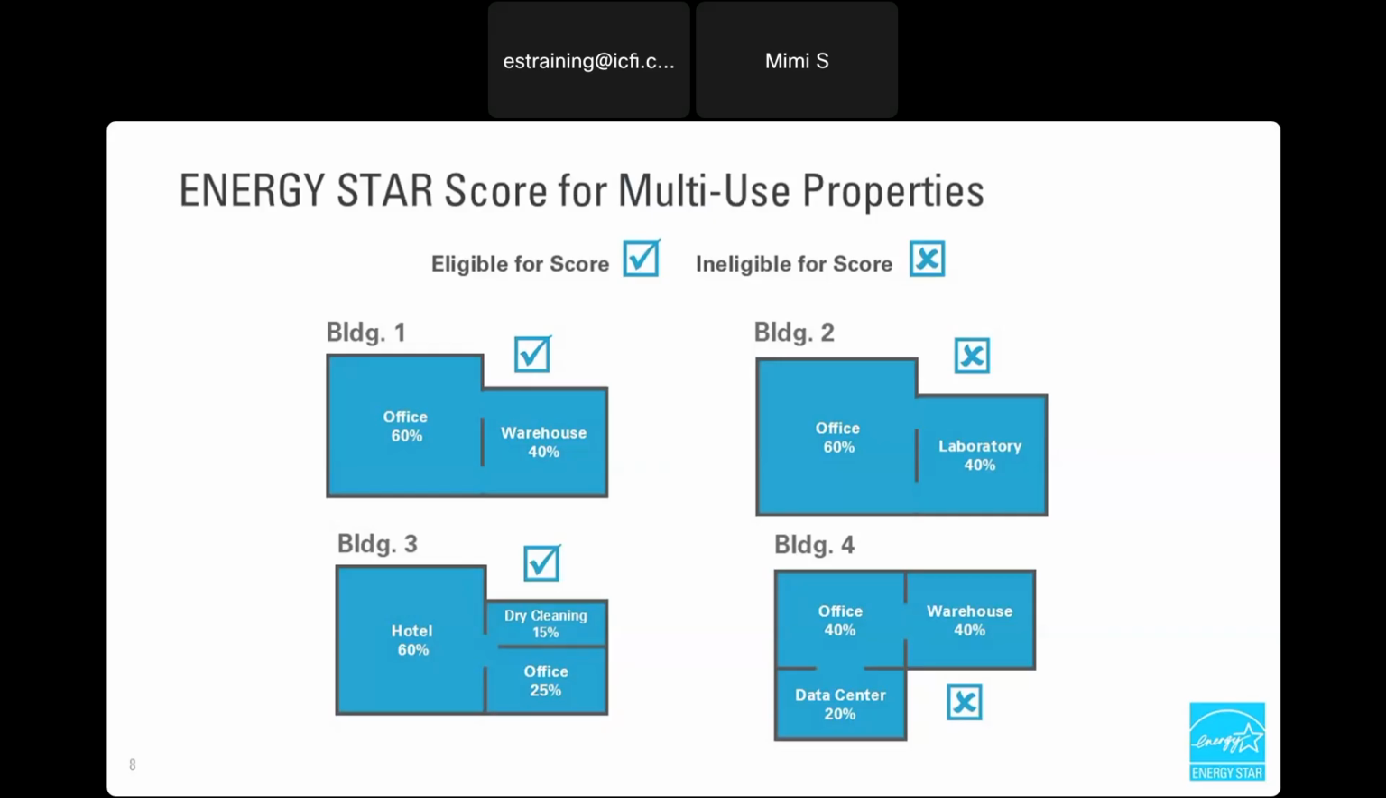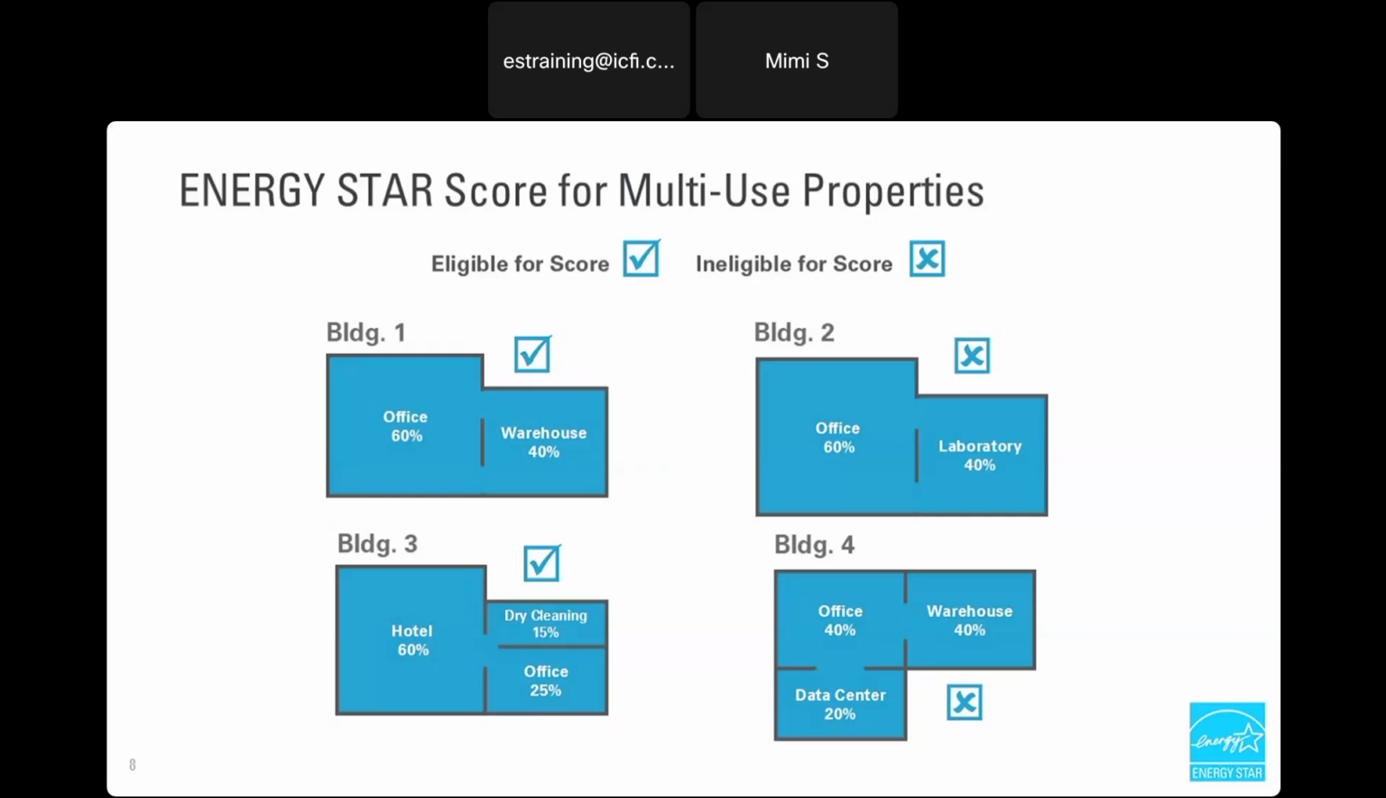In building one, you have 60% office and 40% warehouse. So this space type meets criteria number one because both the office and the warehouse are eligible space types. So 75% of the gross floor area is made up of eligible space types. Number two, more than 50% of the gross floor area must be made up of one eligible space type, and that is met by the office being at 60% of the gross floor area.